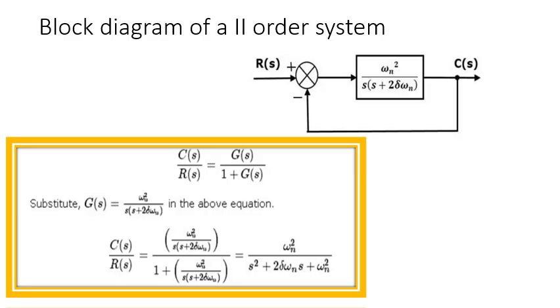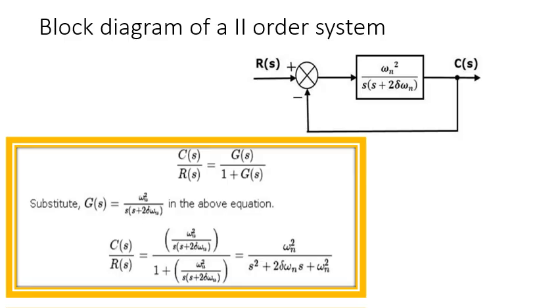Here the block value is given as omega n square divided by s into s plus 2 zeta omega n. This is the standard second order open loop transfer function. I am substituting this value in the closed loop transfer function equation. When I substitute it and simplify, the closed loop transfer function is obtained as omega n square divided by s square plus 2 zeta omega n s plus omega n square.